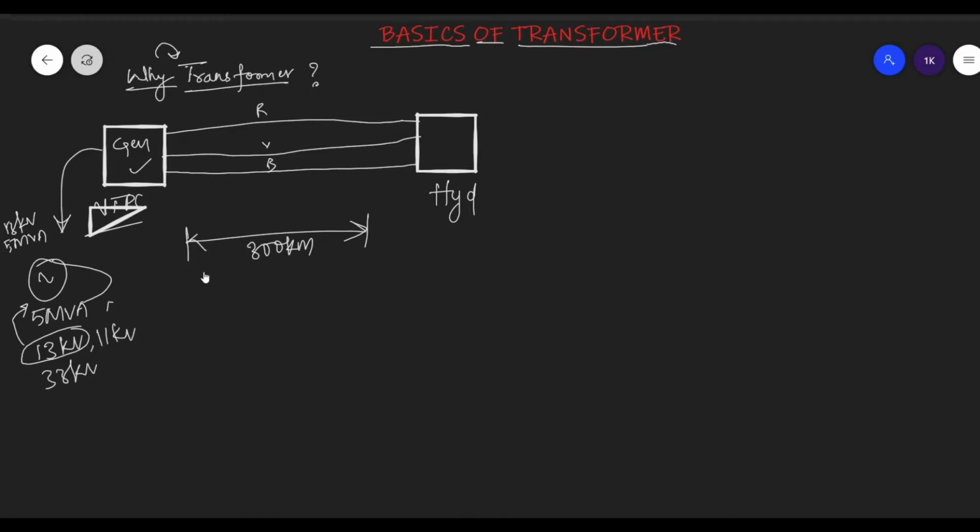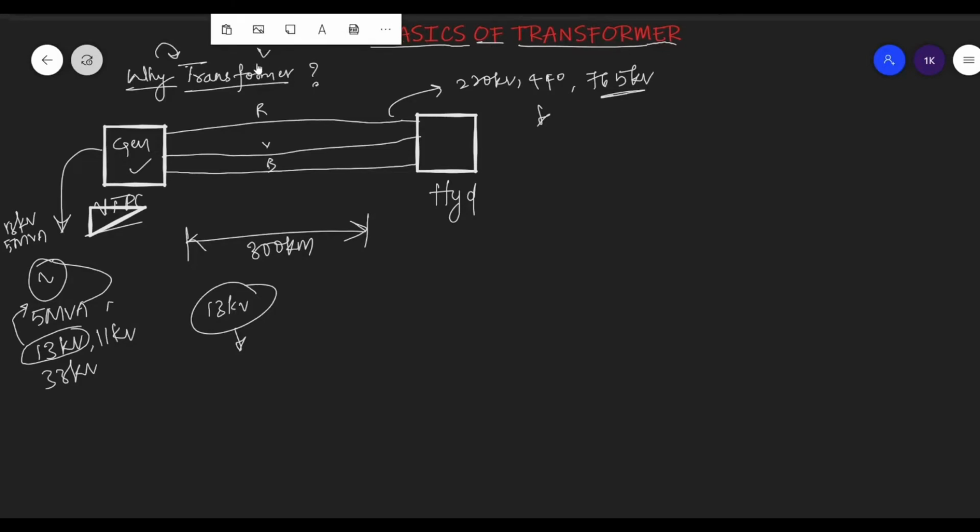Here we are generating only 13 kV, but we have seen transmission lines at 220 kV, 440 kV, and even nowadays 765 kV. So how is there a difference between the generating voltage and the voltage that is being transferred? The main difference is caused by this particular device called transformer. So this is the main use of the transformer.